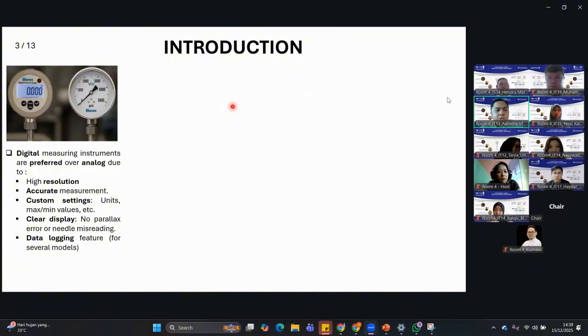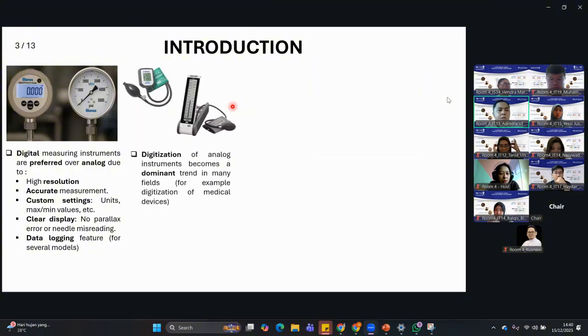In industrial applications, digital measuring instruments are preferred over analog due to their high resolution, accurate measurement, custom settings like changing units, clear display, and data logging feature for several models. And also, digitization of analog instruments has become a recent trend in many fields, for example, in medical devices.